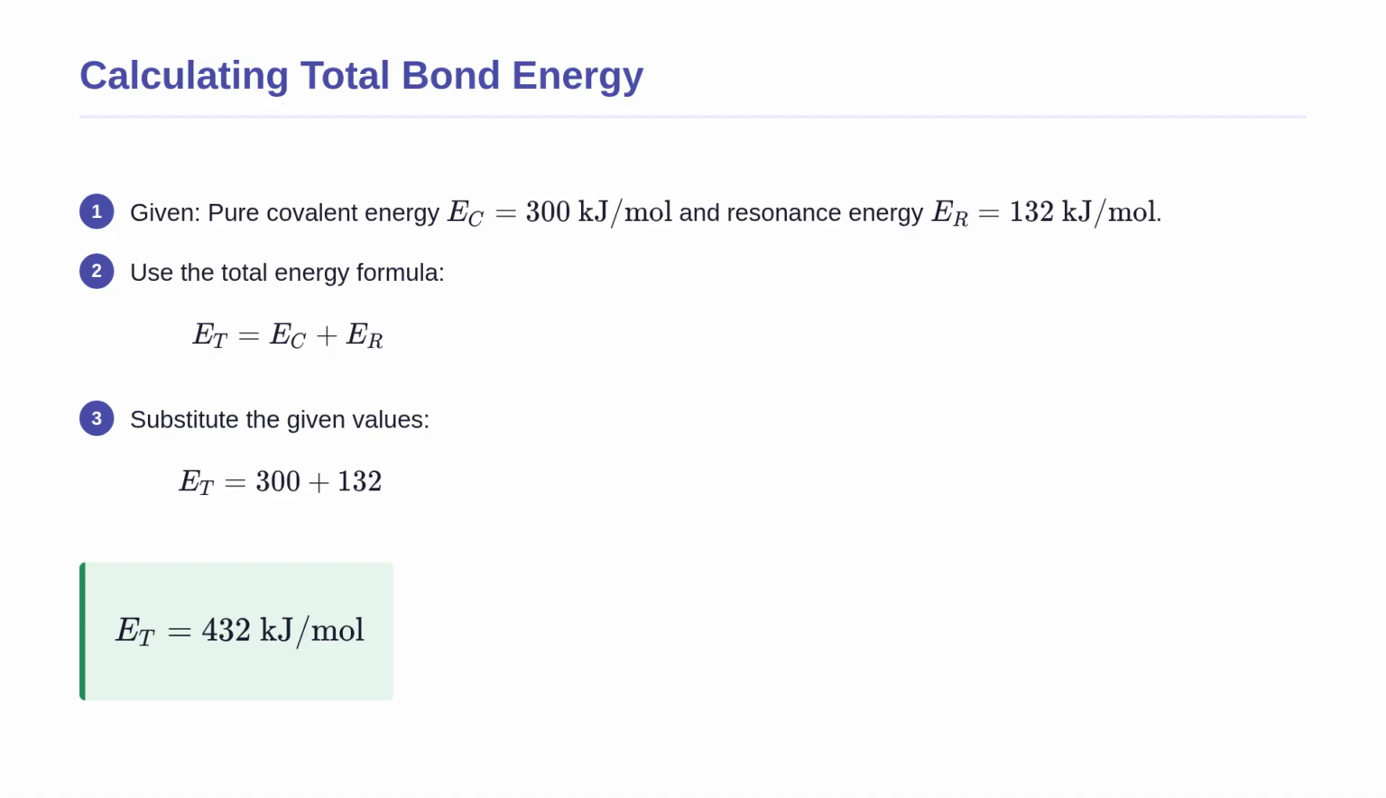Let us solve a quick problem to see the real impact of Pauling's theory. A pure covalent model predicts a bond dissociation energy of 300 kilojoules per mole. However, the ionic covalent resonance provides an additional stabilization energy of 132 kilojoules per mole. To find the true strength, we simply add the pure covalent energy and the resonance energy together. 300 plus 132 gives a final result of 432 kilojoules per mole. Ignoring resonance would have underestimated the bond strength by over 30%.